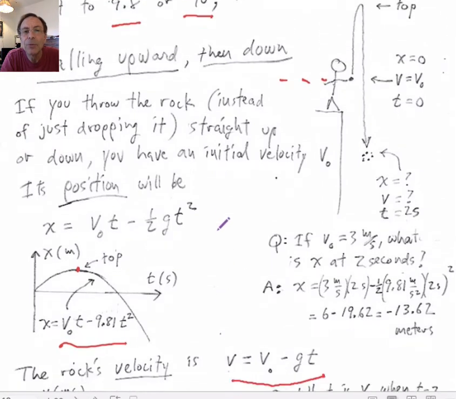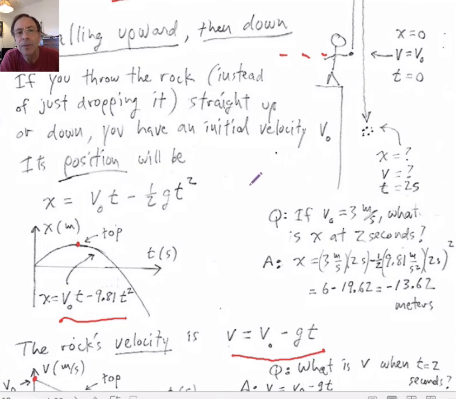So let's have a real simple example where we plug in some numbers. Let's suppose that the initial velocity was 3 meters per second upward. What will the position be after 2 seconds? So it's going to go upward, and then the clock is ticking, and then it's going to start coming down. I don't know whether it's going to turn around before or after the 2-second time, but we're about to find out.